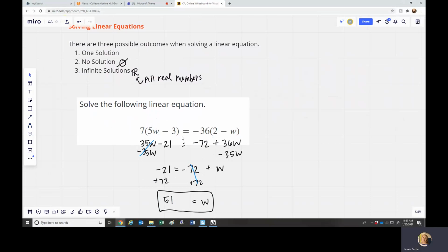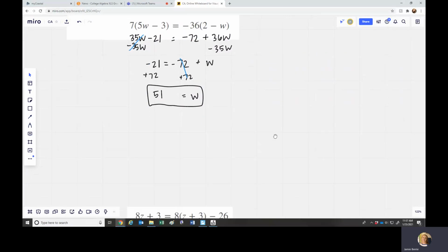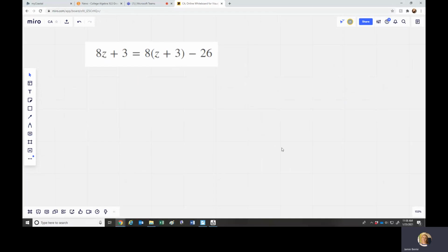You can check your answer here by plugging the number 51 back into the original equation for w, but you don't have to check your answer. We will see some types of questions that you do have to check your answer on. Let's look at the next example.